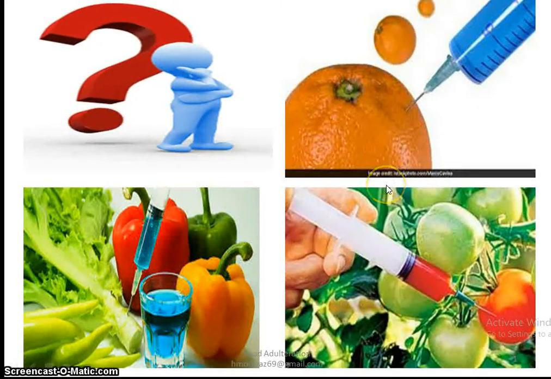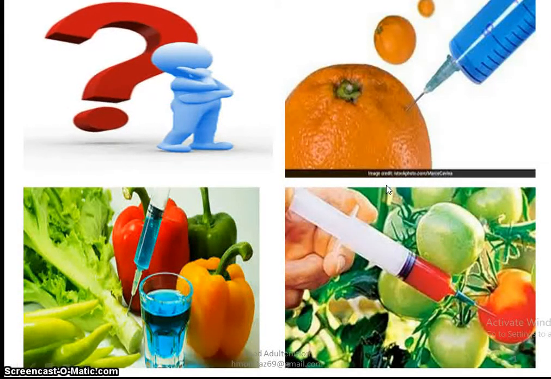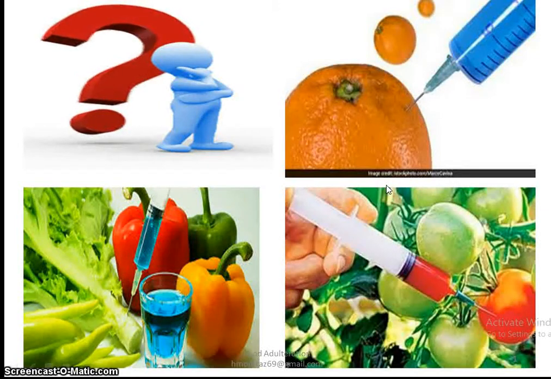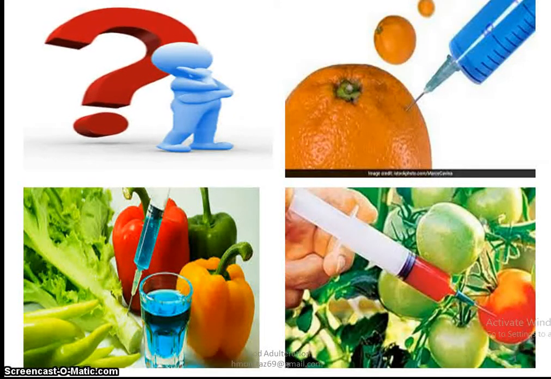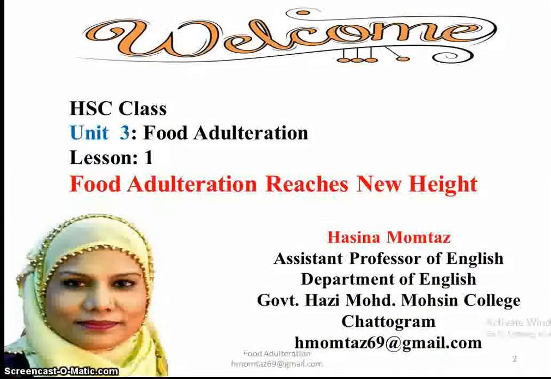These are all food items, and we know that every day we are taking food. It goes without saying that getting pure food is one of our basic requirements of existence. And our consumption is the most sensitive aspect of the body, and consuming balanced portions of different foods is a must for a healthy life. So what about your guessing power? What is the text of today? This is Food Adulteration from Unit 3, and the lesson's name is Food Adulteration Reaches New Height.